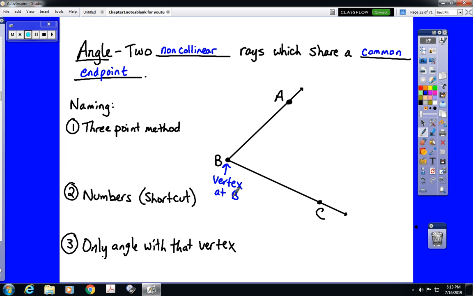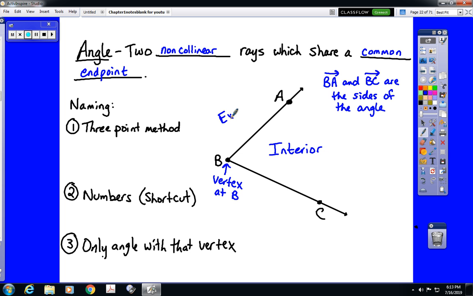And the sides of the angle are the rays BA and BC. Now, in addition, this angle is splitting the plane that is the board into two pieces. We have the points that are located in the interior of the angle, and we have the points located in the exterior of the angle. Since those rays extend forever, they would cut that plane into two pieces, the interior and the exterior.